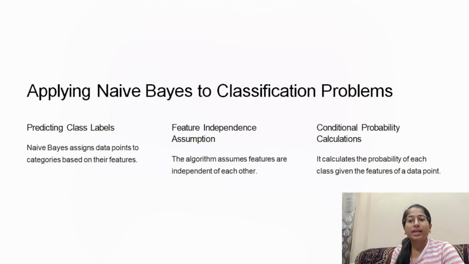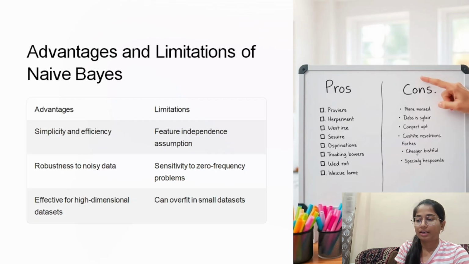Conditional probability calculation. It calculates the probability of each class given the features of a data point. So, in the first part, we categorize the data points, and the theorem assumes that those features are independent of each other. Then it calculates the probability of each class. We divided the data points into different categories on the basis of features, so we calculate the probability of each category. Here, that category is known as class, given the features of a data point. As we divided with the help of features, we calculate the probability of each class according to the data points and the features we have divided those data on.